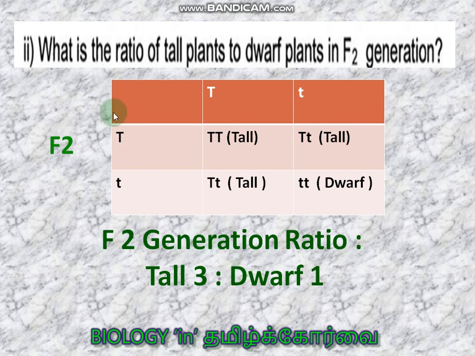Second question: what is the ratio of tall plants to dwarf plants in the F2 generation? Here they are not specifying whether it is the phenotypic ratio or the genotypic ratio. Generally when they ask for ratio, you have to take it as the phenotypic ratio. So the F2 generation phenotypic ratio is 3:1, tall 3, dwarf 1.